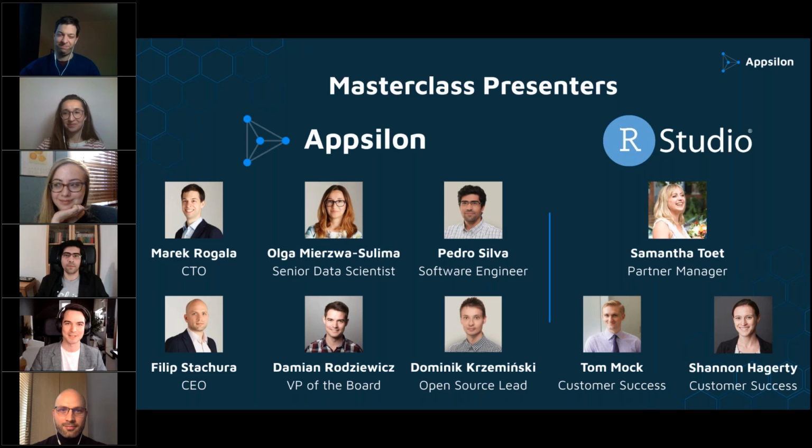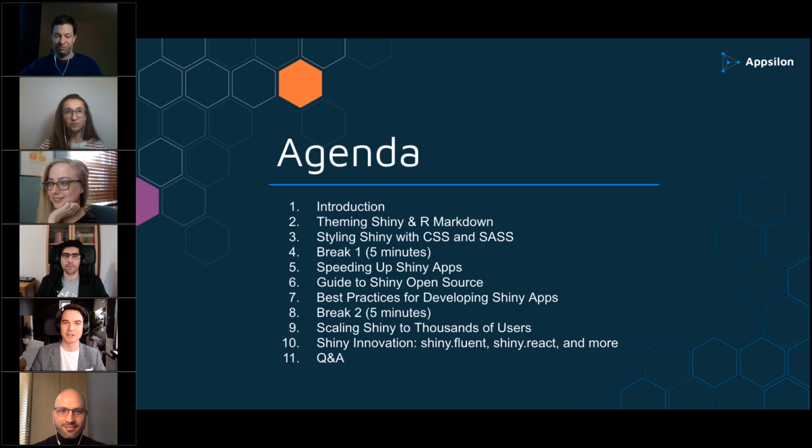I'm very excited for the time we are going to spend together. The whole event is going to last 2 hours, and the agenda is as follows. At first, Tom is going to present theming Shiny and R Markdown. Then Pedro is going to present styling Shiny with CSS and SASS. And after a 5 minute break, we are going to learn about speeding up Shiny applications. Then Dominik is going to have a guide to Shiny open source, and Olga will share with you the best practices for developing Shiny applications.